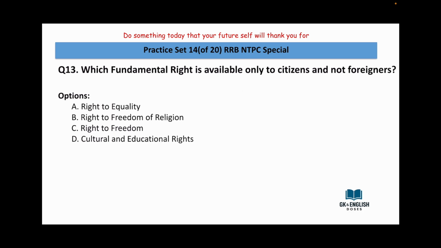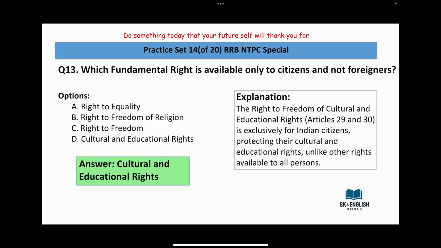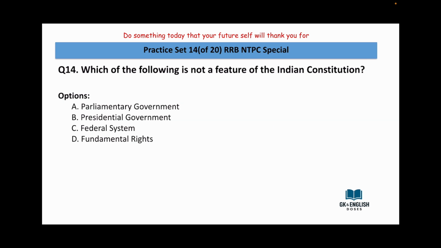Which fundamental right is available only to citizens and not foreigners? Right to equality, right to freedom of religion, right to freedom, cultural and educational rights. And the answer is cultural and educational rights. The cultural and educational rights, that is Article 29 and Article 30, are exclusively for Indian citizens, protecting their cultural and educational rights, unlike other rights available to all persons.